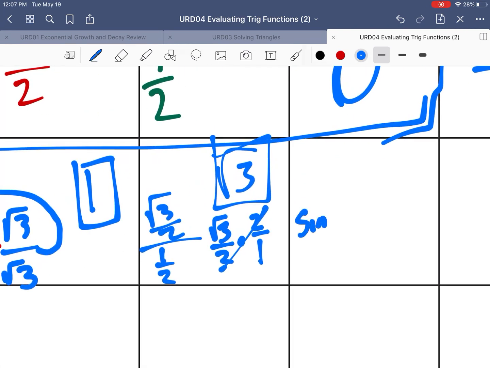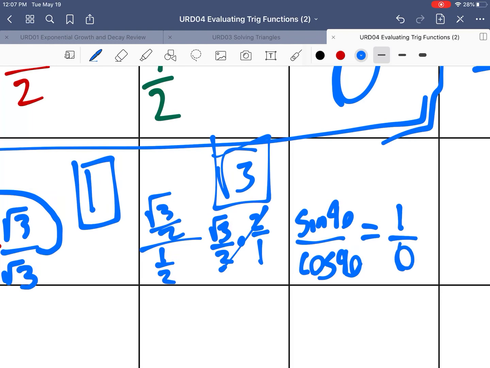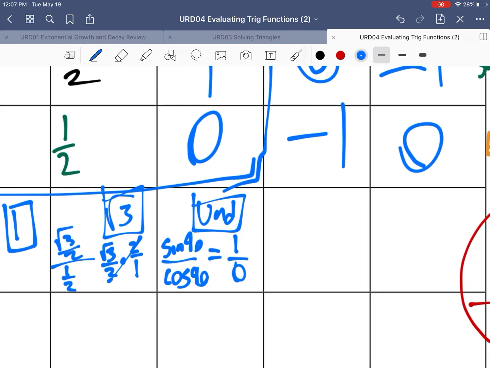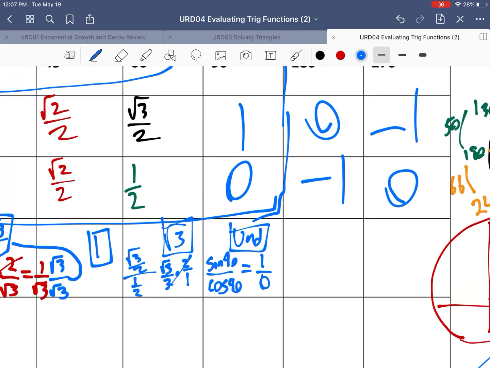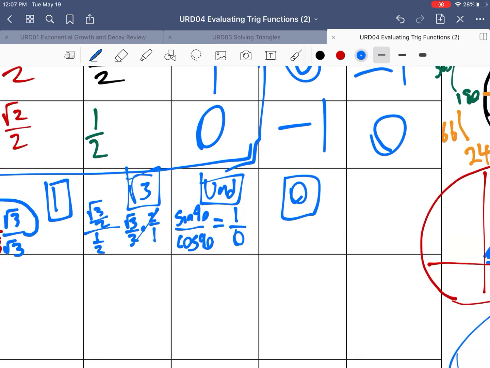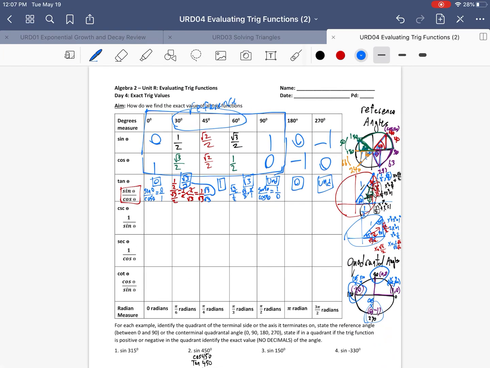We can do the same thing for 90, so it's going to be the sine of 90 divided by the cosine of 90, which is going to be equal to 1 over 0, which is undefined, so we'll just write undefined here. And for 180, we're going to get 0 divided by negative 1, which is 0. And for 270, we're going to get negative 1 divided by 0, which is undefined. So we now have all the values for the sine, cosine, and tangent.